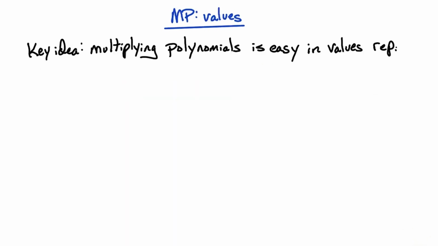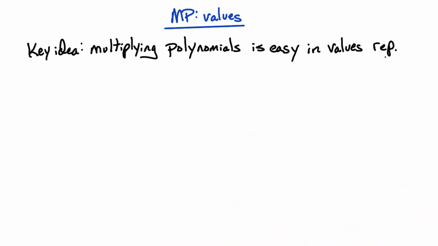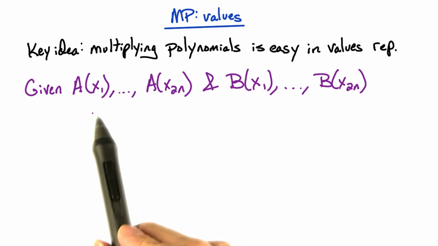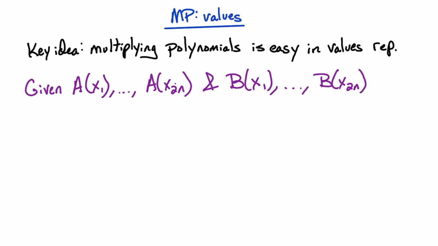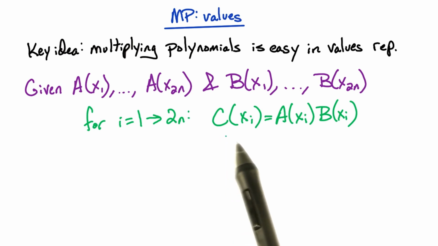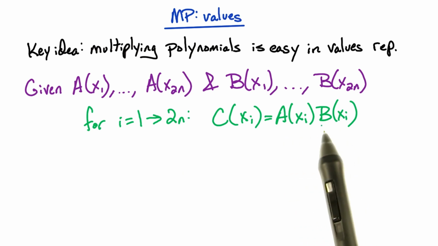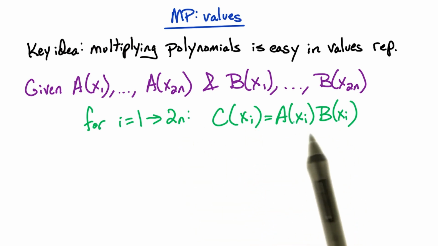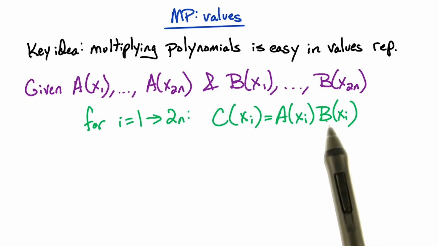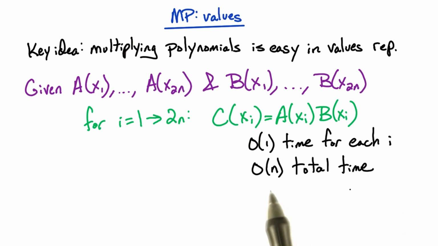One of the key ideas for multiplying polynomials is that multiplying polynomials is easy when we have the polynomials in the values representation. So suppose that we know the polynomial a of x evaluated at 2n points, x1 through x2n, and we know this polynomial b of x at these same 2n points. Then we can compute the product polynomial c of x at these 2n points by just computing the product of two numbers for each i. So c of xi is the product of the number a of xi and b of xi. This is just a number, and this is just a number. Since c of xi is just the product of two numbers, it takes order 1 time for each i, and therefore it takes order n total time to compute this product polynomial.